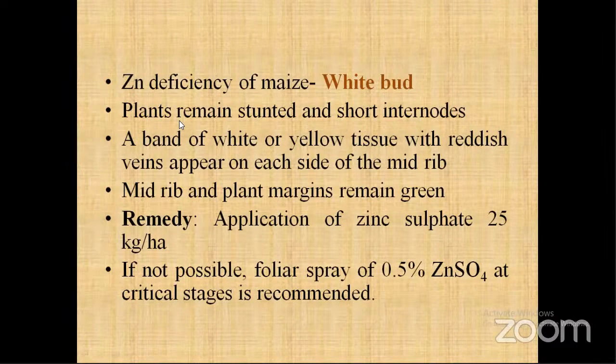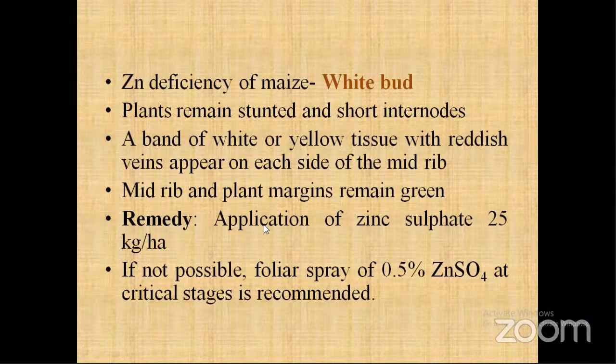In this deficiency, the plant remains stunted and short in the nodes. A band of white or yellow tissue with reddish veins appears on each side of the midrib. On each side of the midrib, this white or yellow band will form, but the midrib and plant margins remain green in color.